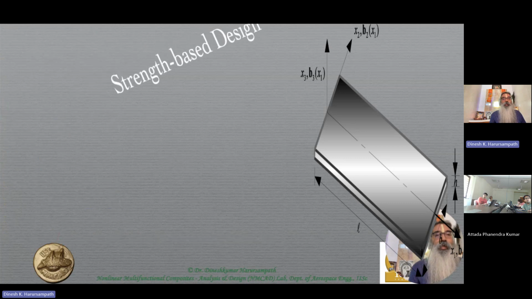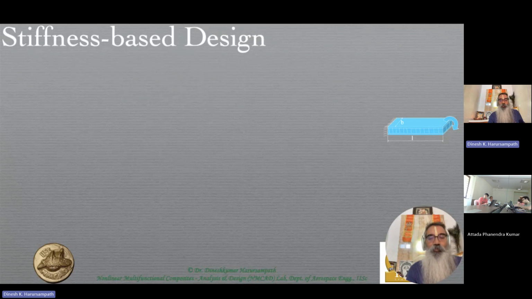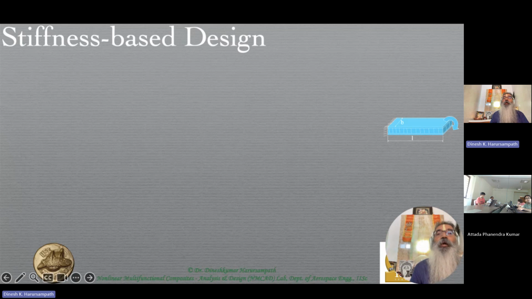So let's go to the next slide, which is the second criterion that we will be dealing with, the stiffness-based design. As I mentioned at the top of the previous slide, I'm not going to take the same structure for all of them. I'm going to take different kinds of structure which are commonly used for aerospace vehicles. So while dealing with stiffness-based design, we will deal with a structure like this.